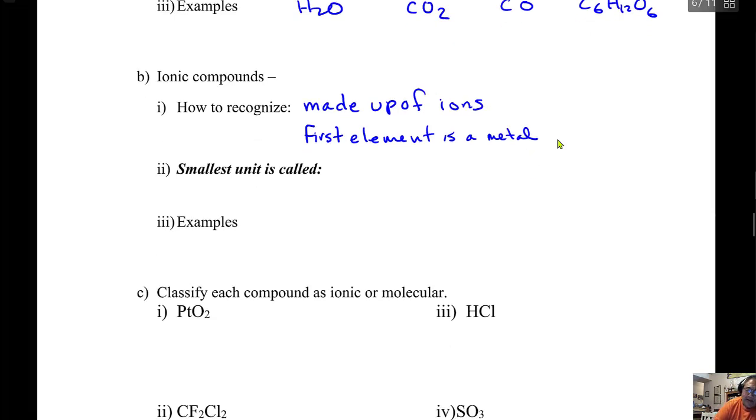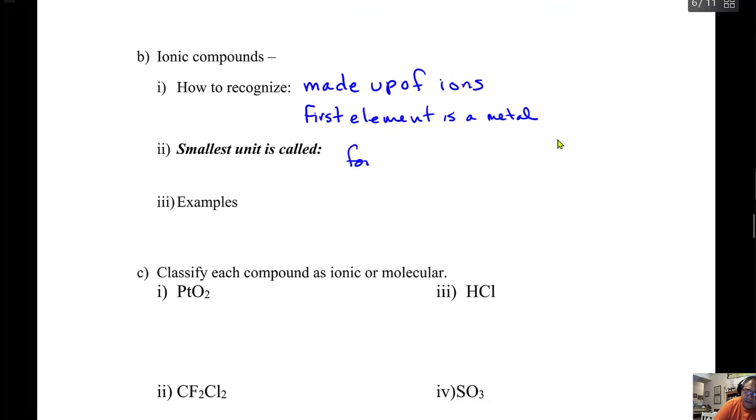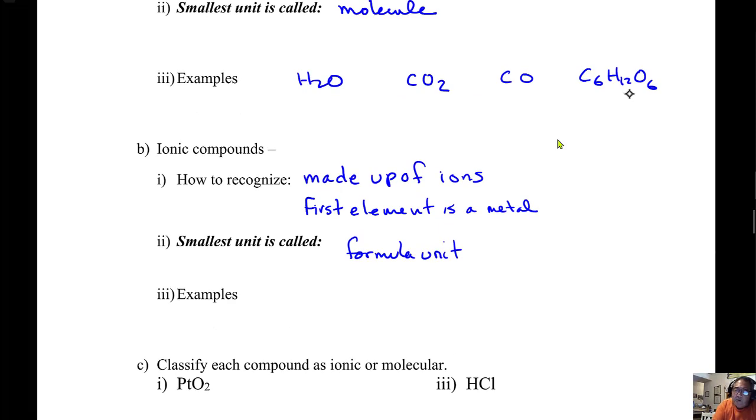So let's see. Smallest unit. It's actually called a formula unit. And the interesting thing about a formula unit is that it's usually the simplest representation of the compound. So if you look at C6H12O6, all those numbers are divisible by 6. And so if you divided that by 6, you could get CH2O, right? So with molecular compounds, you can't really do that because this is not really this. It's not the same thing.